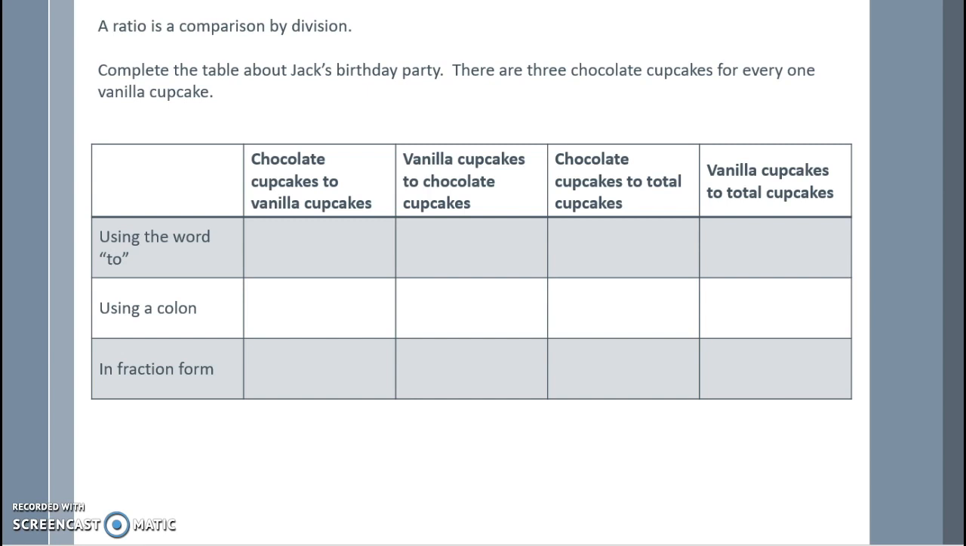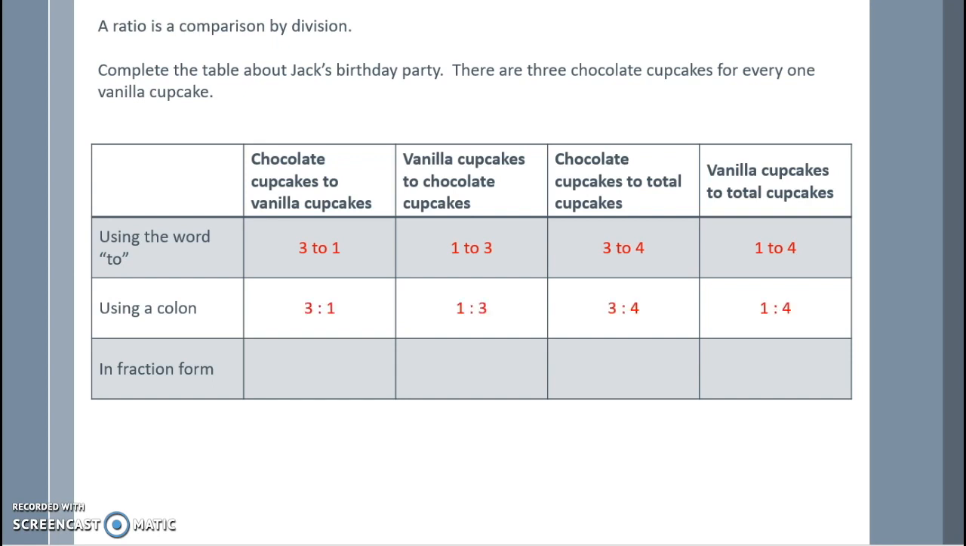Okay, so chocolate cupcakes to vanilla cupcakes. So for every 3 chocolate, there is 1 vanilla, so 3 to 1. Vanilla to chocolate cupcakes is 1 to 3, the exact opposite. Now the last 2 are talking about the total number of cupcakes. So 3 plus 1 is 4. So chocolate cupcakes to the total is 3 to 4, and vanilla to the total is 1 to 4.